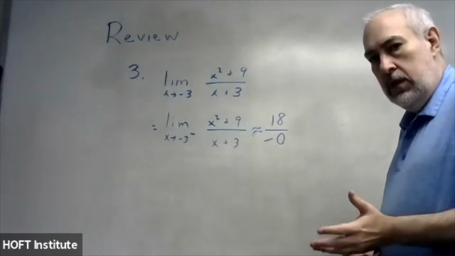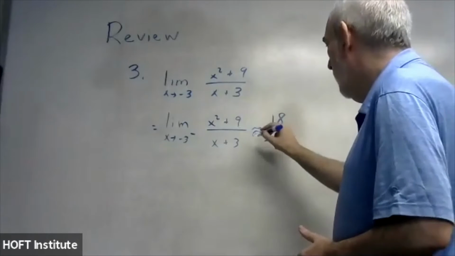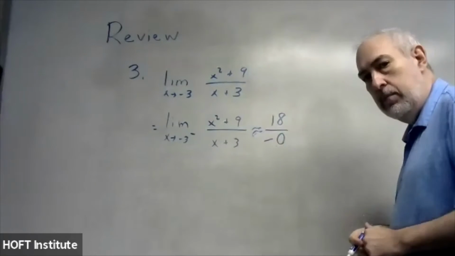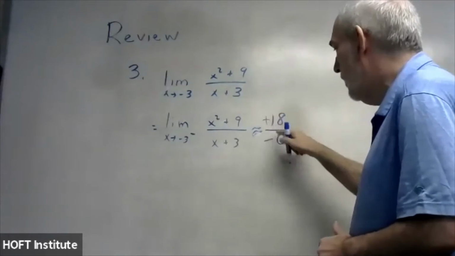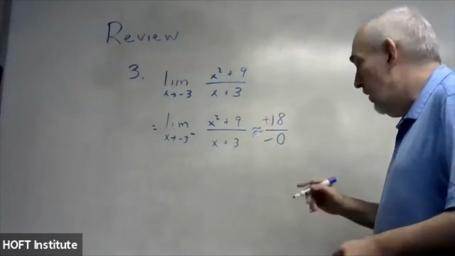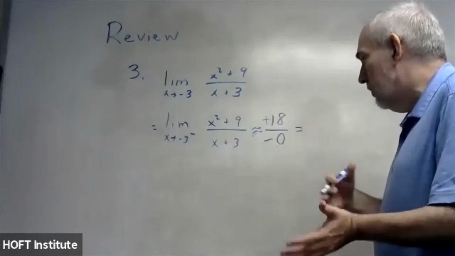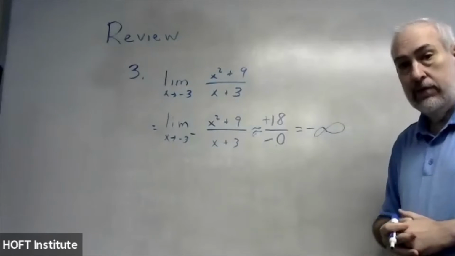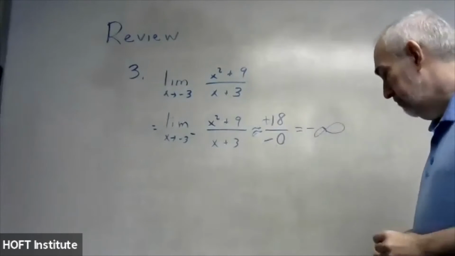Okay? So the top we know is getting close to 18, and the bottom's getting close to 0 but from negative numbers. And so we have a positive number divided by a negative number. Therefore, since I know this has to go to either plus or minus infinity, it must be going to negative infinity.